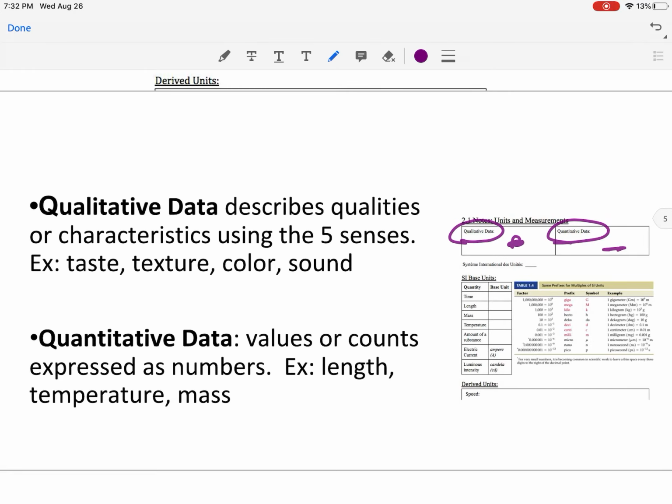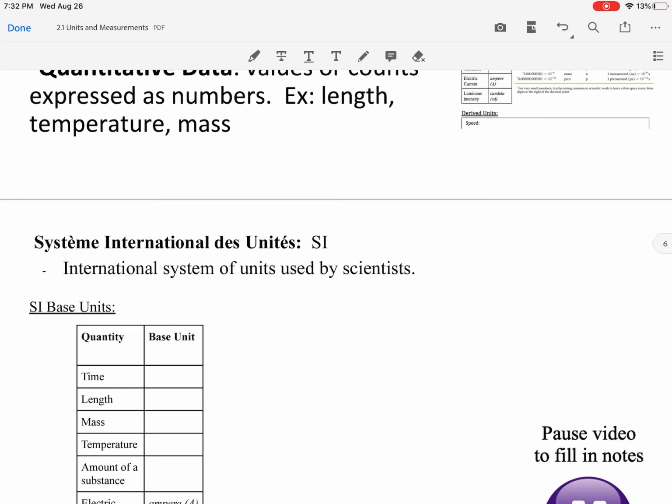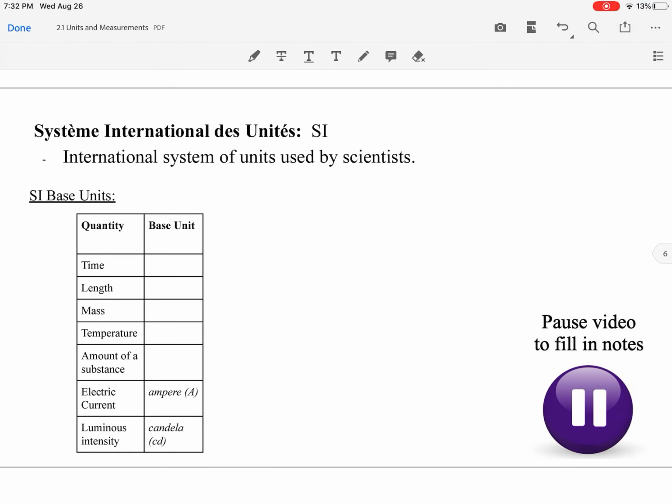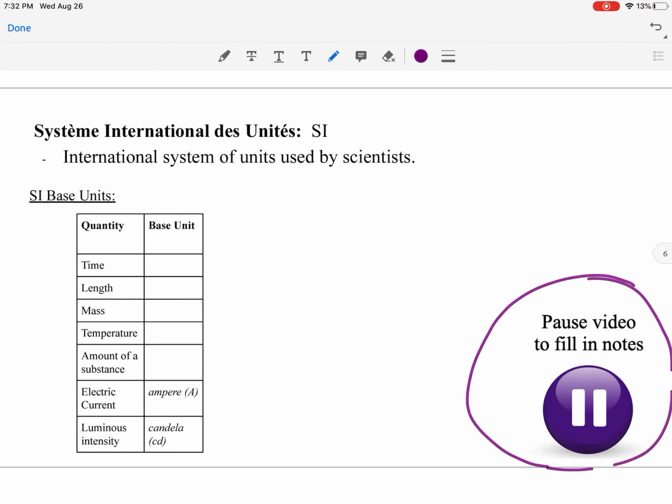All right, so next thing. What kind of units do we use in science? We use the Système International des Unités, which is French. This is the international system of units used by scientists. And here we see our very first pause the video icon. When you see this, I'd like you to pause the video and quiz yourself. See if you know and can answer the questions on your own. That is the best form of learning material, is actually quizzing yourself.